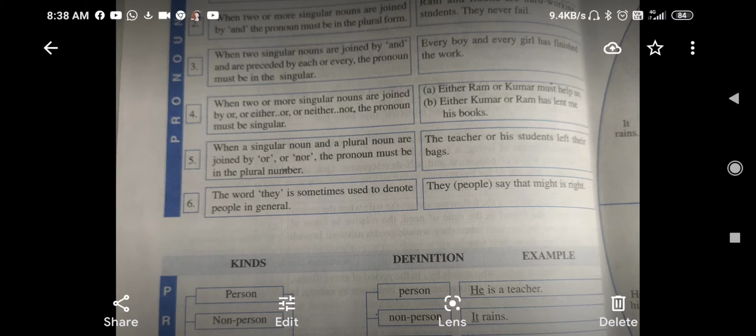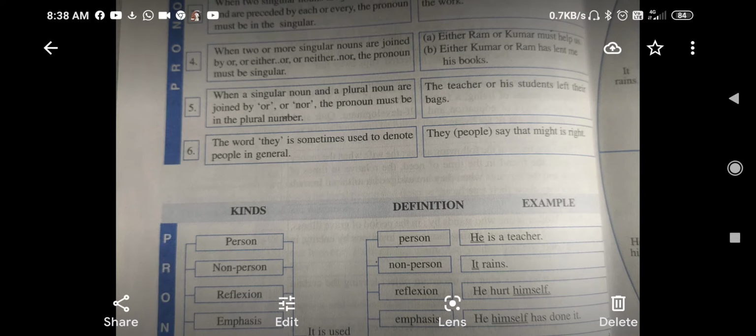4th, when 2 or more singular nouns are joined by or, either-or, neither-nor, the pronoun must be in singular. When you see these things, or, either-or, neither-nor, at that time you have to write the singular pronoun. For example, either Ram or Kumar must help us. Either Ram or Kumar must help us, that is singular. Either Kumar or Ram has, not have, because it shows either of them, singular.